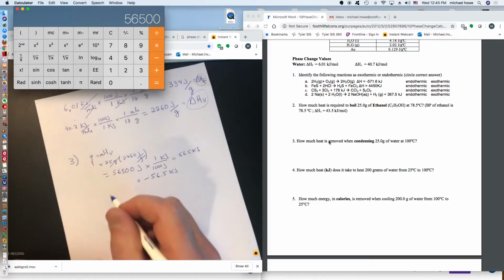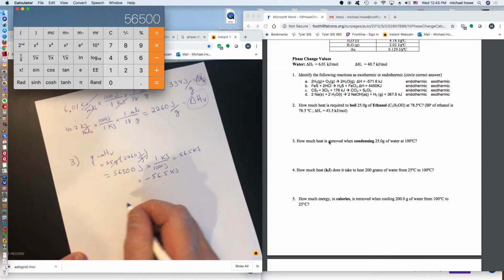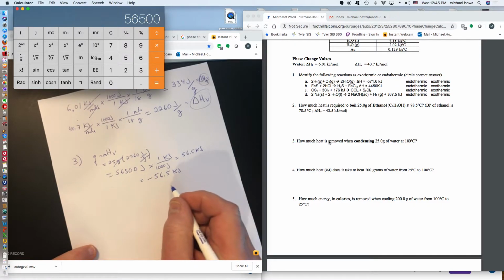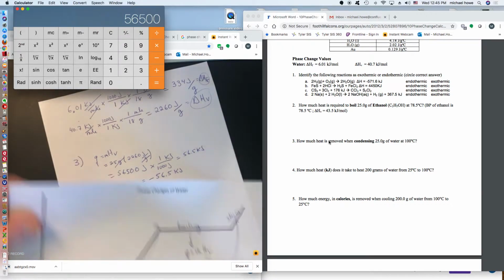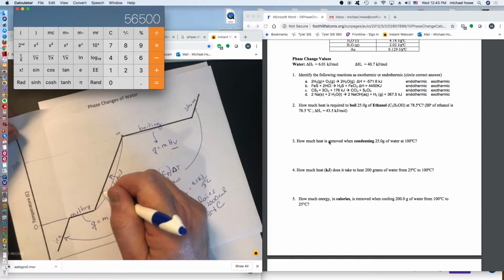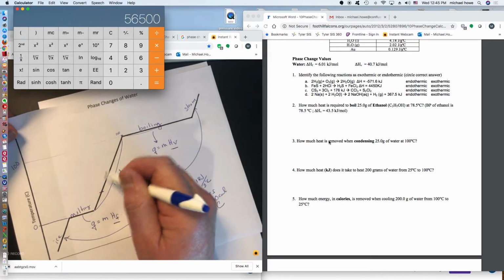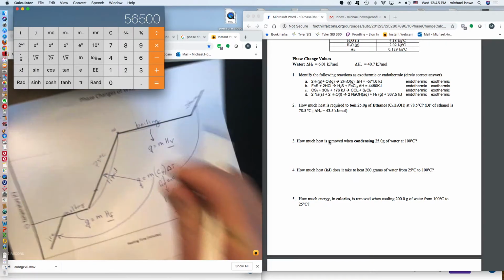Okay, so we did our final answer on number 3. Now we're going to do number 4. Number 4 is how much heat in kilojoules does it take to heat 200 grams of water from 25 to 100. So if you look at this graph, 100's up here, 25 would be right in this area. So to go from 25 to 100, we're looking at about a 75-degree change.